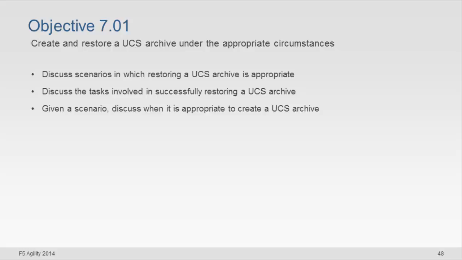Given a scenario, discuss when it's appropriate to create UCS archives. Like I said before, I kind of already hit this. You definitely want to do these before you start a change in your config and after you're done making your changes to your config. And you want to have a UCS archive off both your active and your standby units in your pairs, not just off the active units.